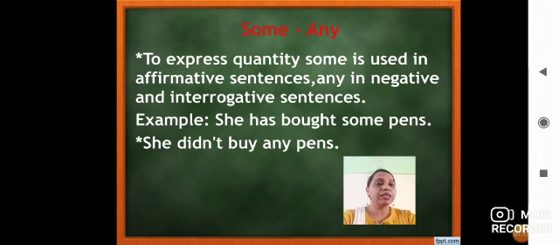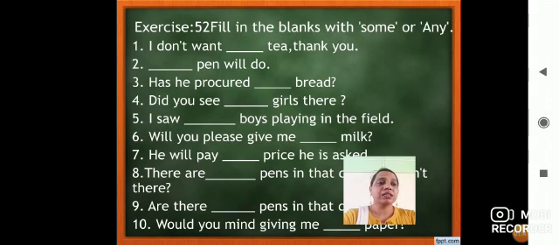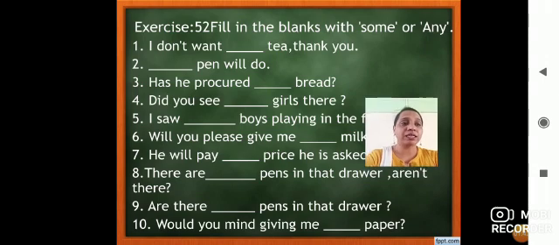Am I clear? Next, you can see the example. She has bought some pens. Look, pens are a countable noun. So we use some before it because our intention is to say yes. Next is, she did not buy any pens. Okay, I hope it's clear to you. Next is the exercise.